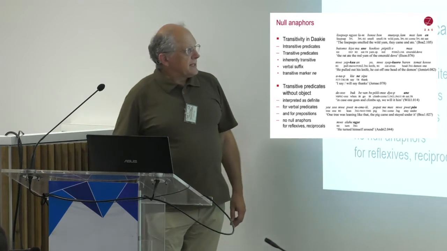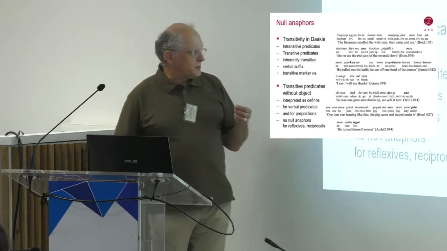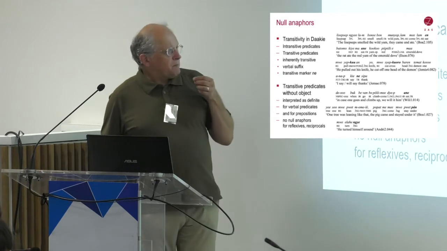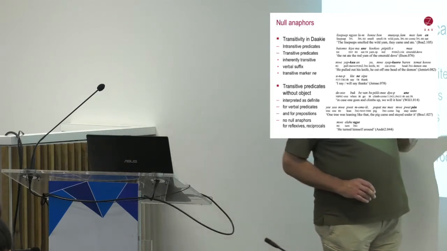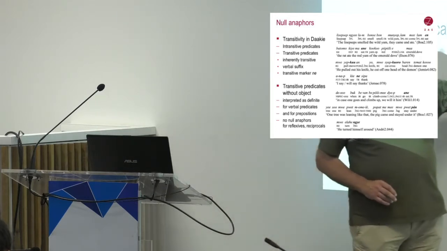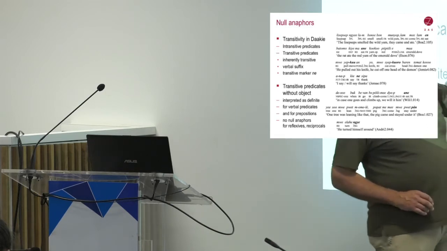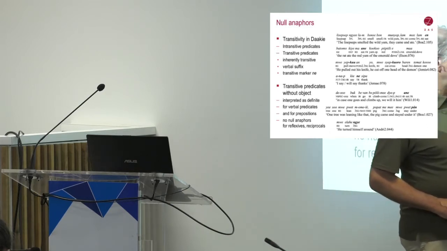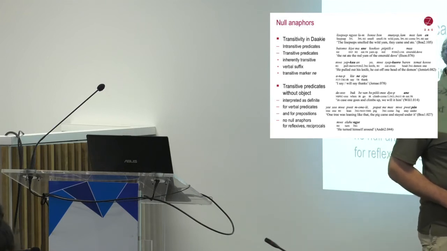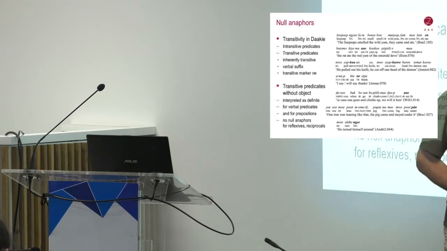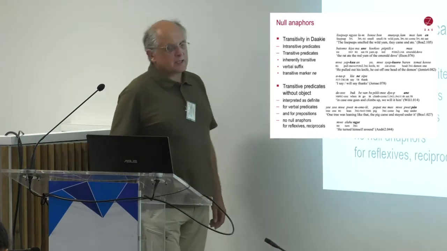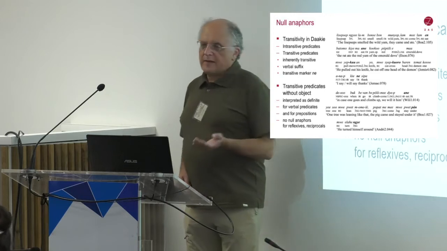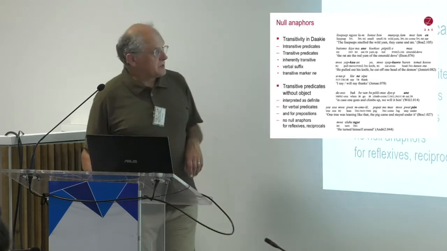What is important is that transitive predicates without object are typically interpreted as definite, like in this case, the case one goes and climbs up a hill. I will eat him, with just the transitive predicate ane, and the object is understood to be definite, just like in John came in, Mary noticed. So this would be similar to that.